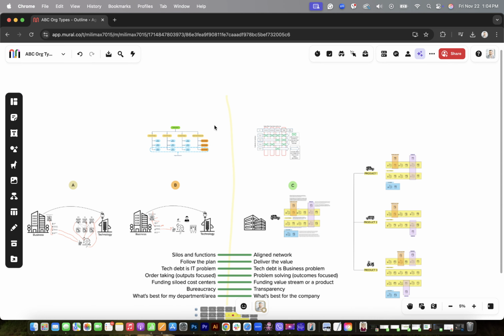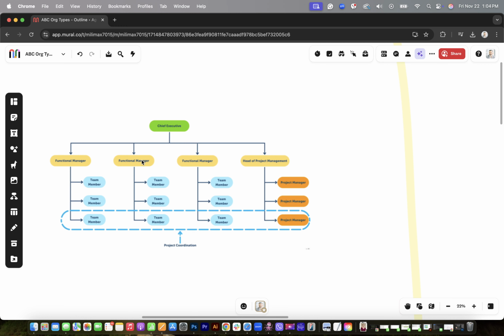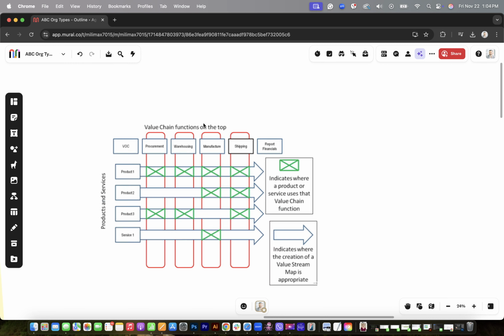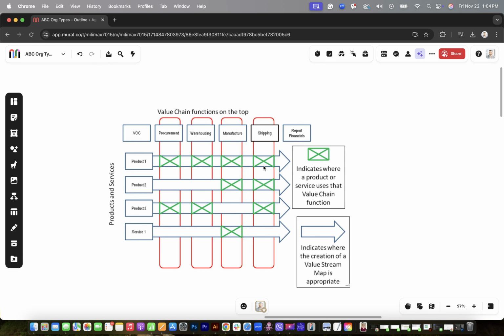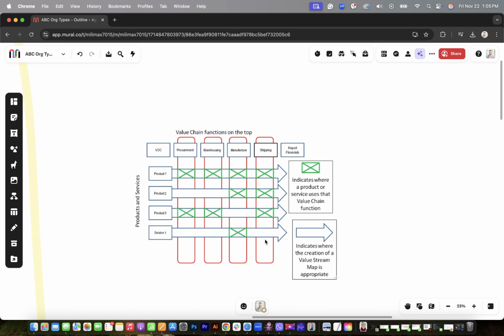If we look at it up here, A and B are usually structured around functions, and then you run projects across those functions and budget across the projects. In C, we try to organize end to end. So we might have a product that crosses all of these functions, a product that just goes over two of them, or a product that goes over three of them. We might have a service. But generally speaking, we're looking at end-to-end optimization of value delivery to the customers.